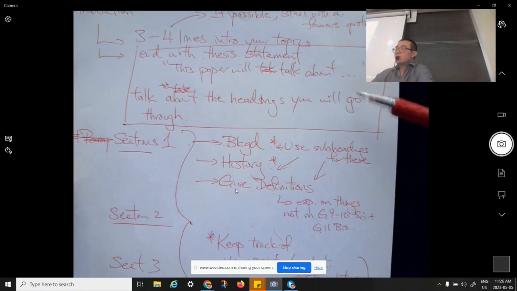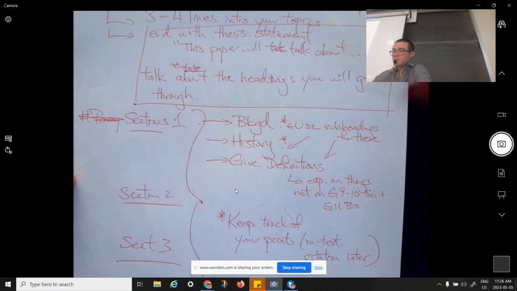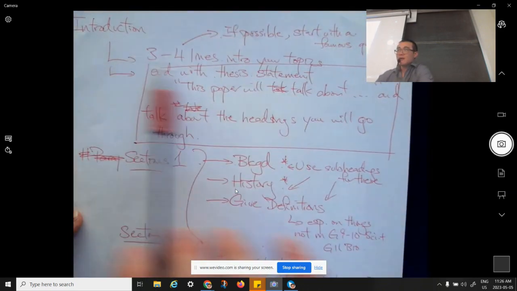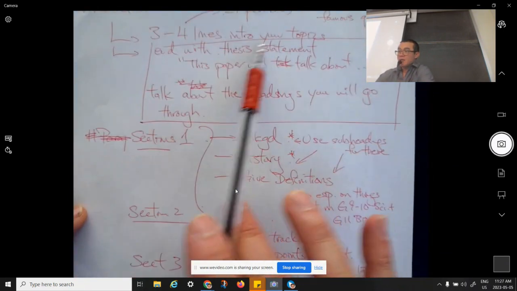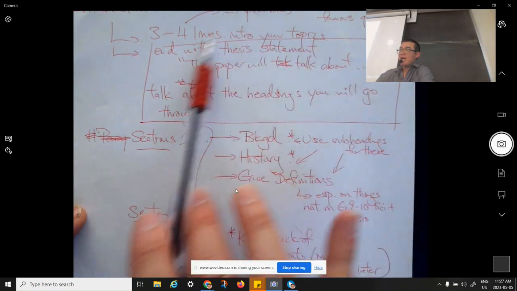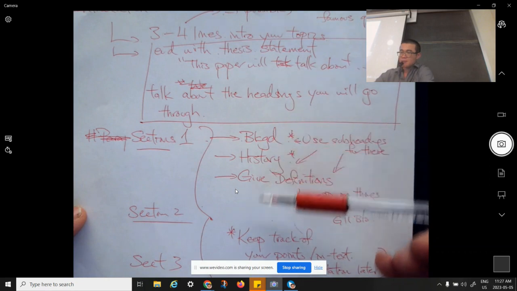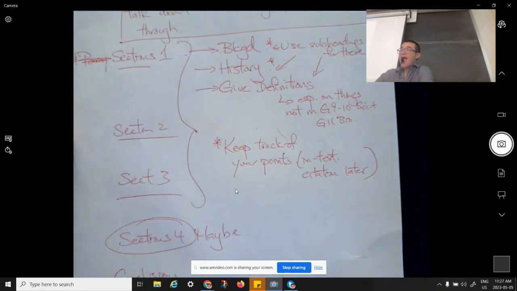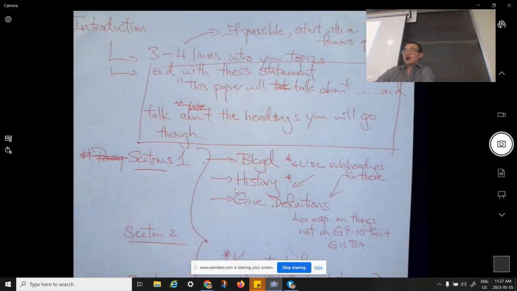Now, in my experience of writing papers, and I do not claim to be an expert, don't worry about the rest of your introduction. I usually write that at the very, very end. But this thesis statement, as well as the heading, make sure you do that first. And then you write the rest of your paper. And then afterwards, you think about those three or four lines to go in front of your thesis statement in the introduction.